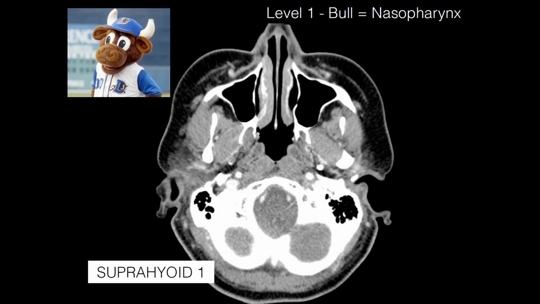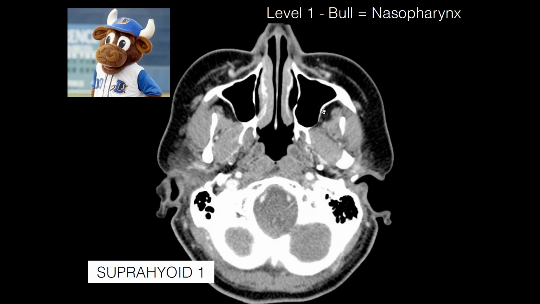What's this here, Gabe? You have the medial and lateral pterygoid plates. Yep, great. And what else is important here? I think that's about it. That's the nasopharynx. Okay, Gabe, when does the nasopharynx become the oropharynx? What's the landmark? I'm not sure. Does anyone know? The hard palate.